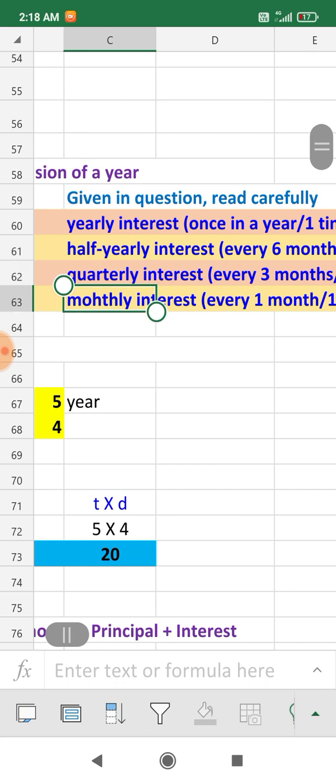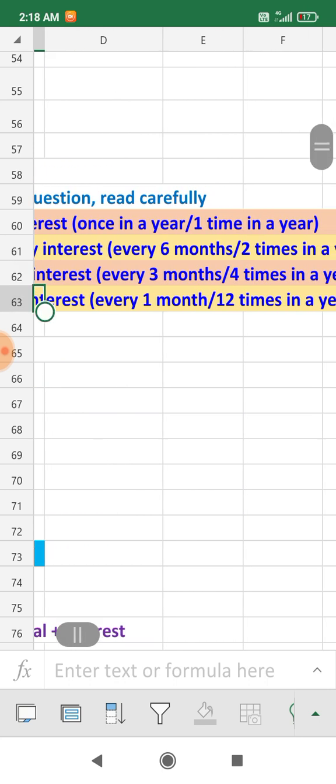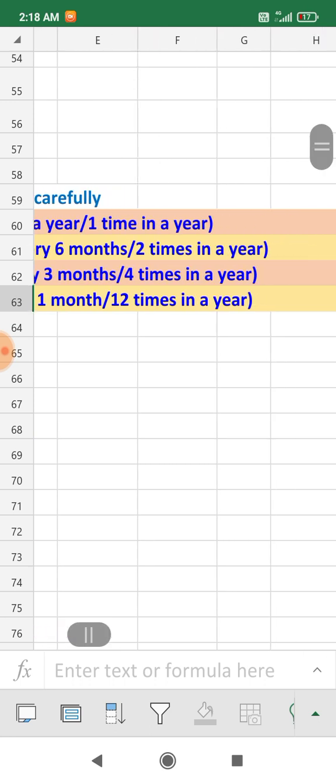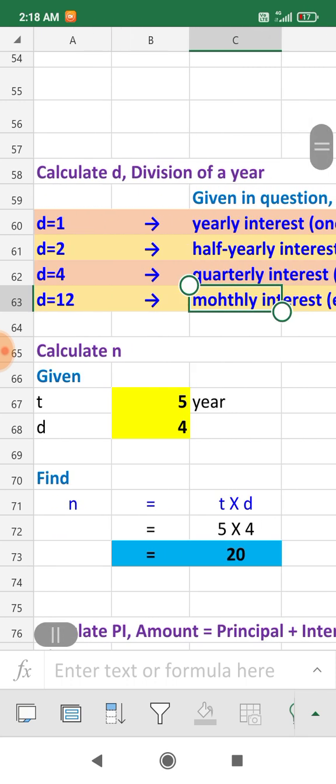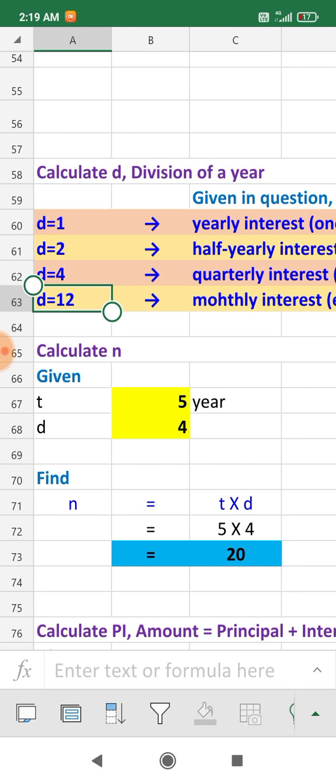In case of monthly interest, interest will be paid every 1 month. That means interest will be paid 12 times in a year. So D is equal to 12 in that case. This is D: how many times interest will be calculated or interest will be paid.